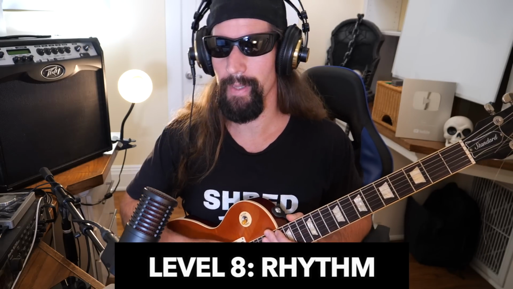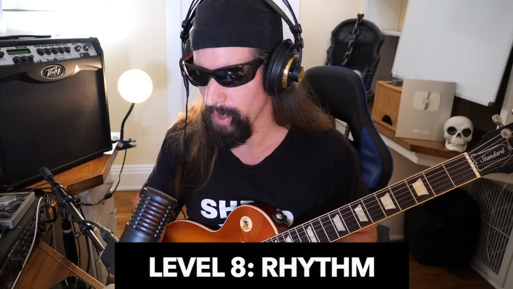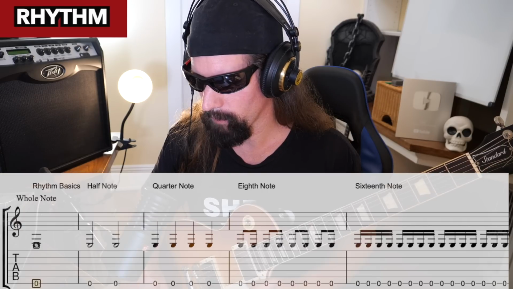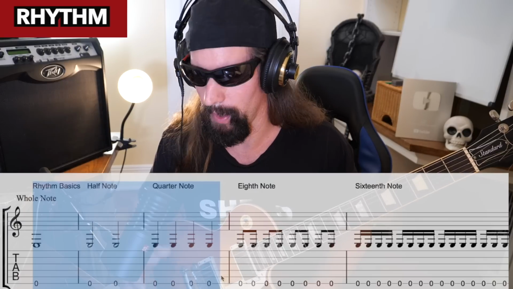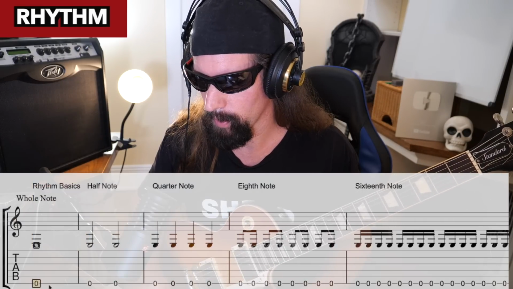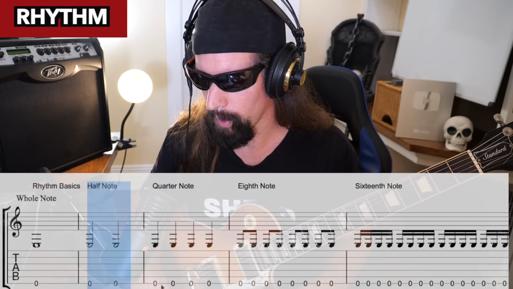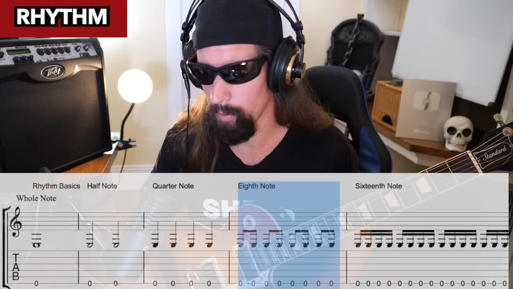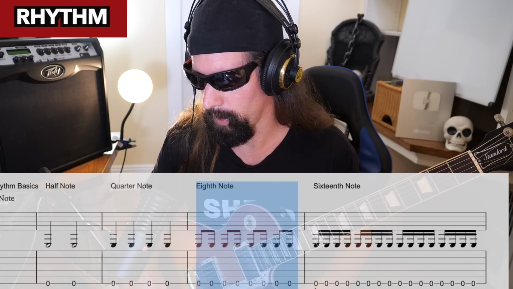Talk about level 8, which is rhythm. Rhythm is just the space in between the notes. And here before me, I have some primary rhythms that you have to get down. It's really not that many. So you have a whole note, you have a half note, which gets 2 beats, the whole note gets 4, quarter note gets 1 beat, eighth note is 2 notes played per beat, and the 16th note is 4 notes played per beat.